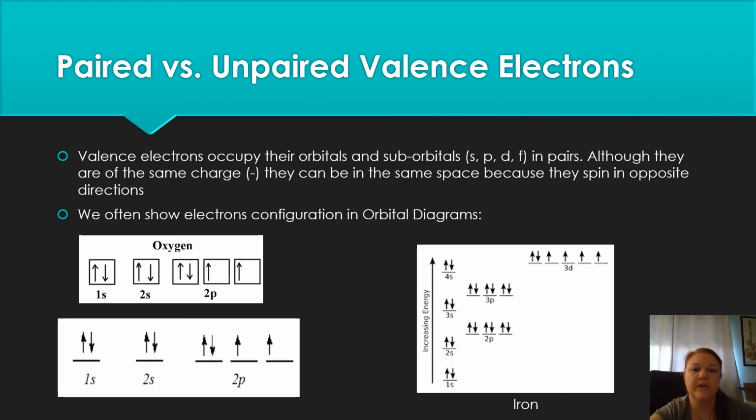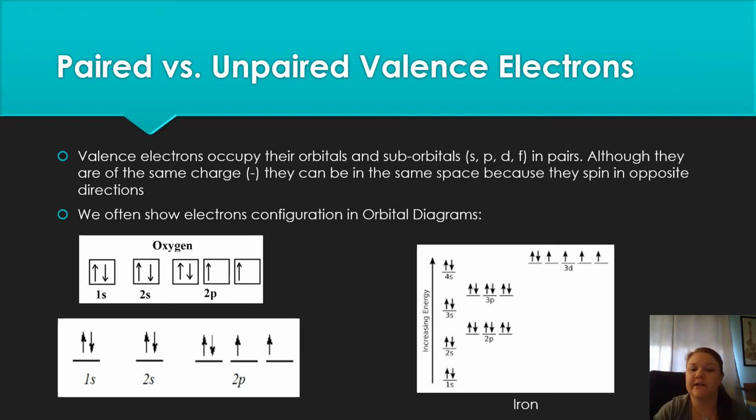So we're now going to take a look at paired versus unpaired valence electrons. Valence electrons occupy their orbitals and suborbitals in pairs. Although they are of the same charge, which is negative, they can be in the same space because they spin in opposite directions. So even though they're both negative, the electrons can occupy the same area or space in those orbitals because they spin opposite of each other. Which is kind of interesting.